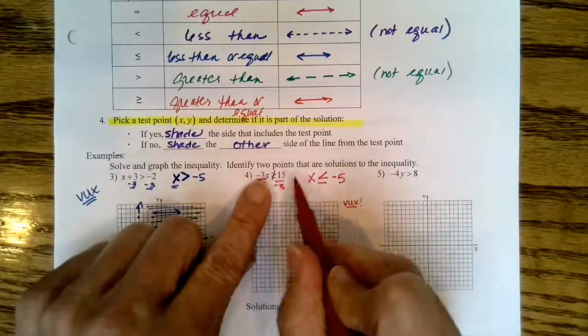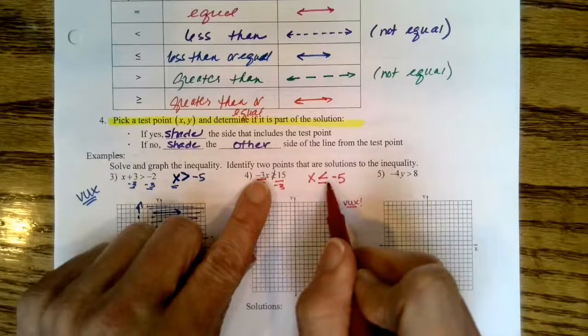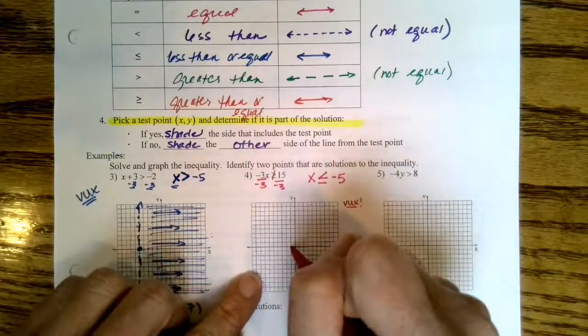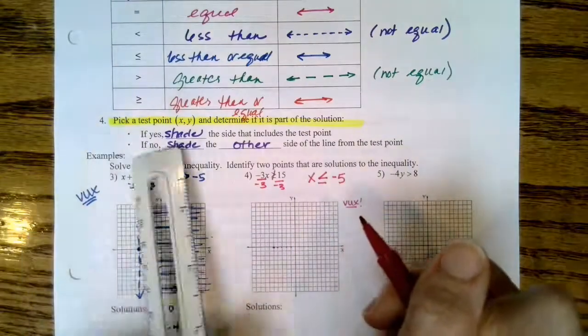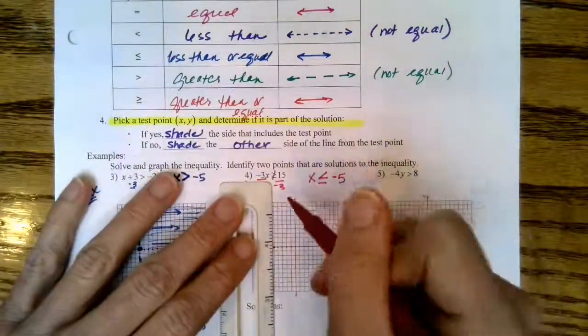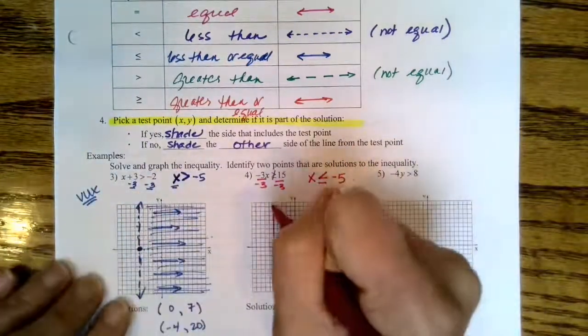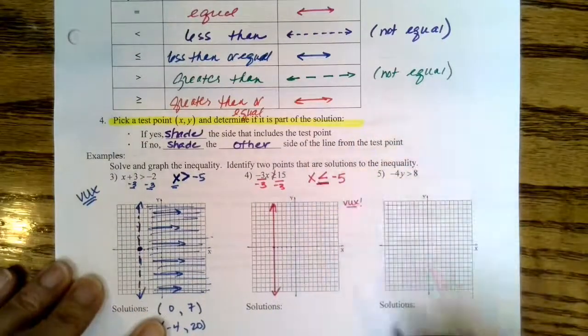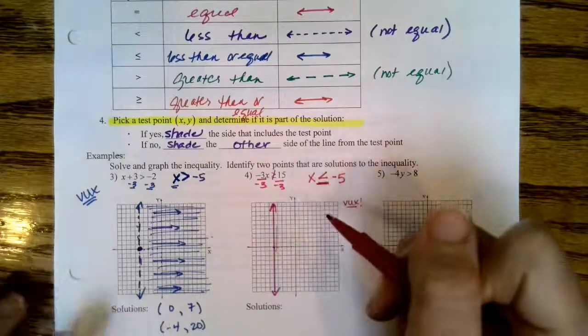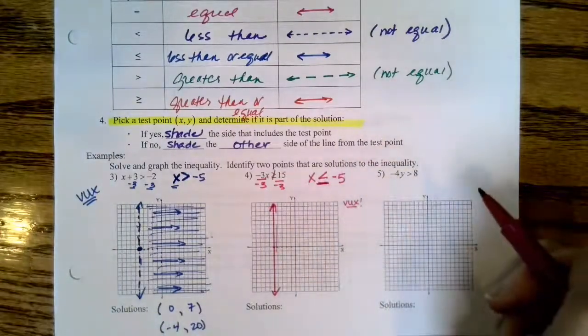No y's in the equation, just x's. I come back out to -5, 1, 2, 3, 4, 5. But this time, instead of a dotted line, I'm going to draw a straight line because guess what? It's allowed to be equal to it. This line here means that -5 is okay.